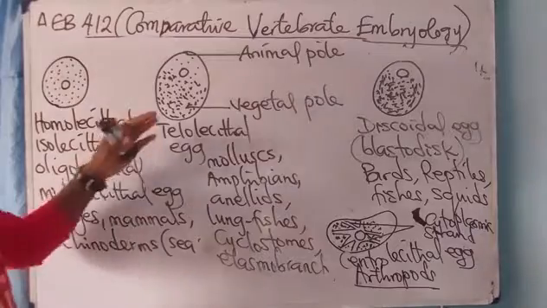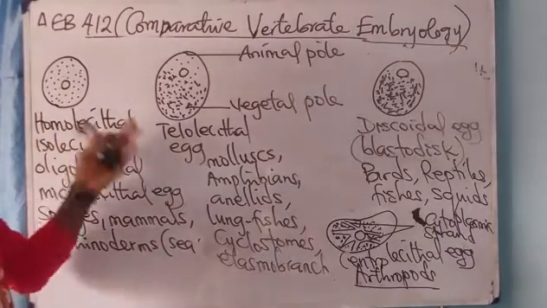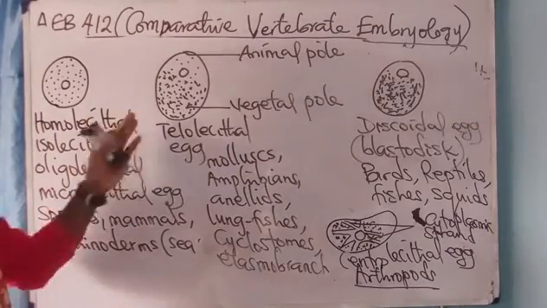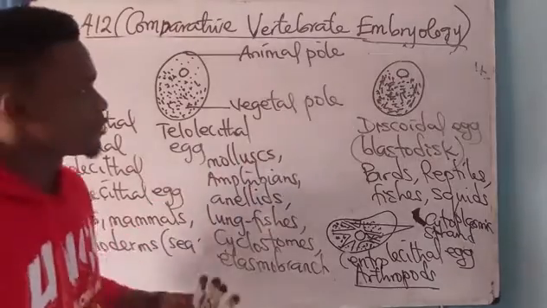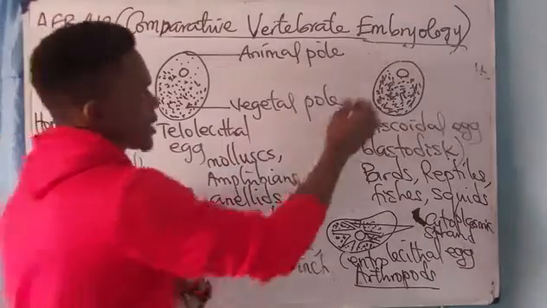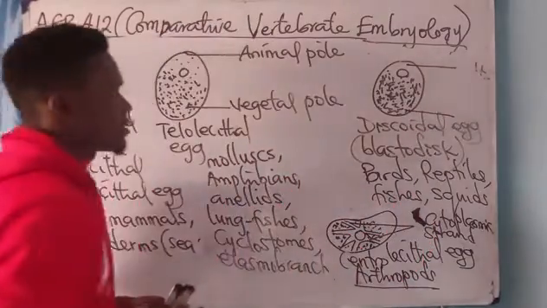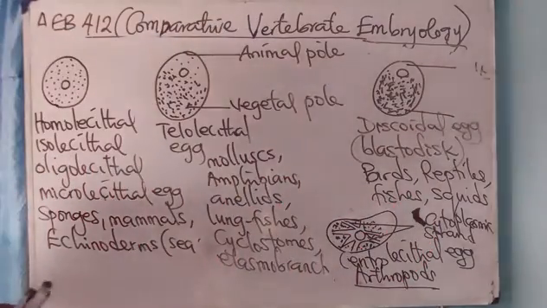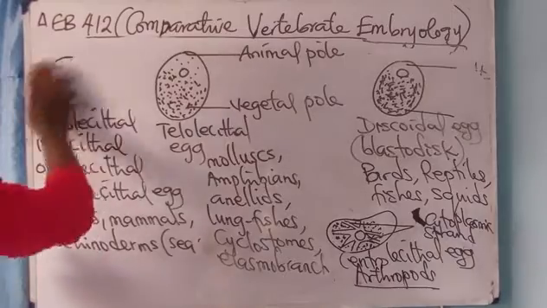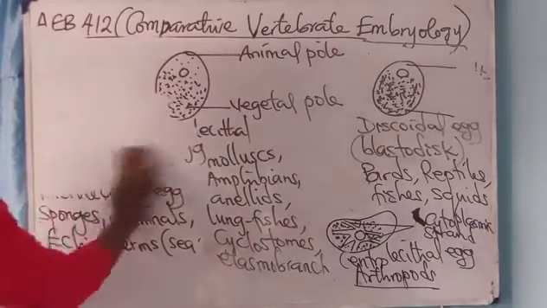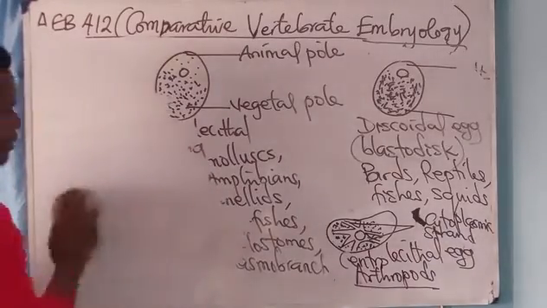Okay, these are the 4 types of eggs. Just take note of the diagram. This is the animal part and this is the vegetal part. Take note of it. So I'll rub off the board now. Let us now discuss the primary and secondary envelope.